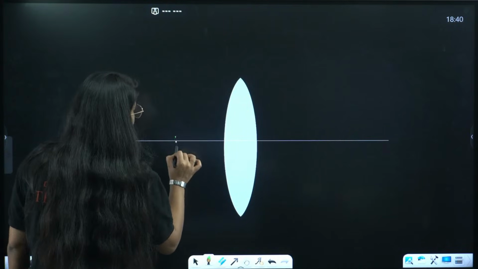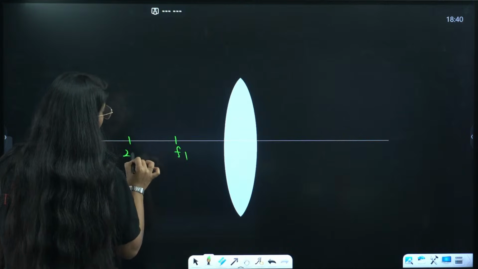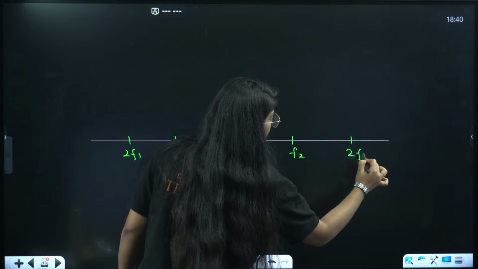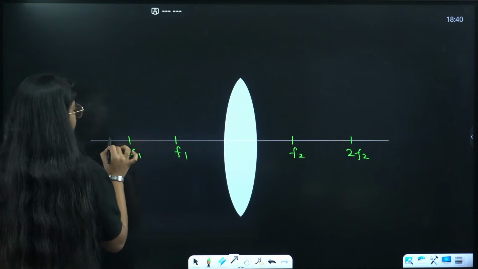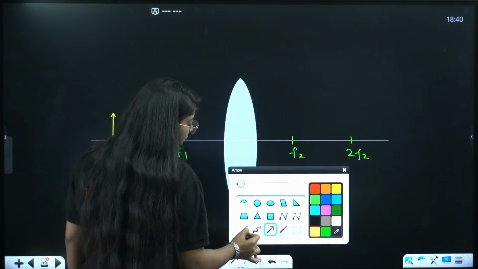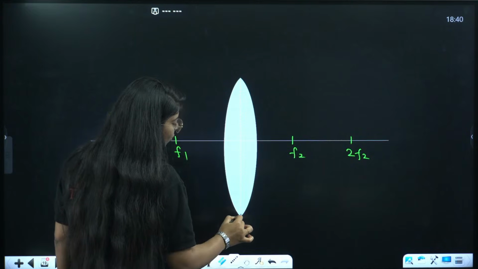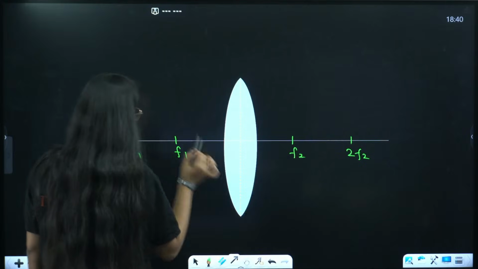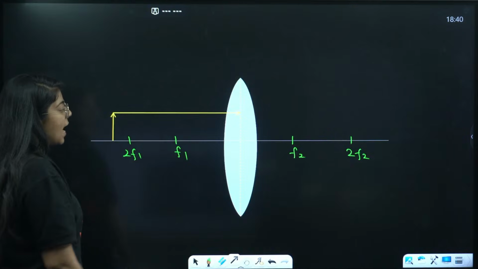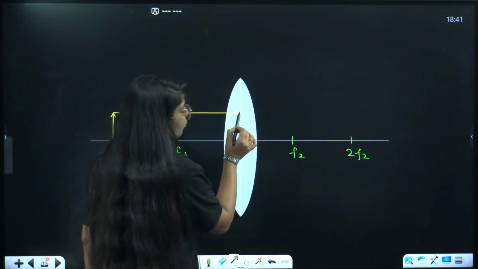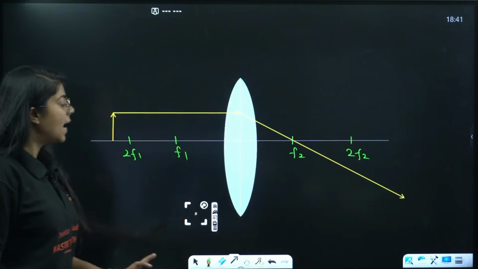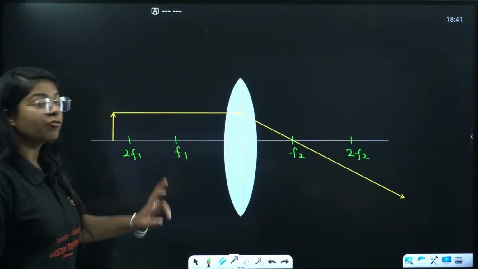Now we have, this is F1, this is 2F1, this is F2, and this is 2F2. Done. Now the object is beyond 2F1, right? Now what will happen? One ray will go parallel to the principal axis. Very clear, everyone? One ray will go parallel to the principal axis and it will be passing through F2. Something like this, okay? And another ray, it will be passing from the optical center.